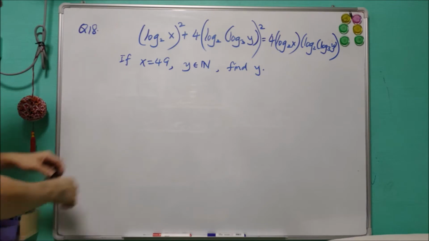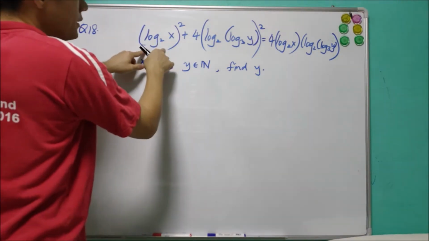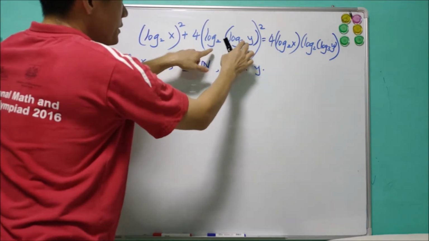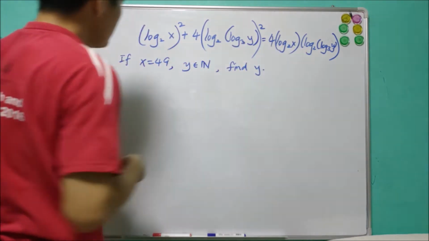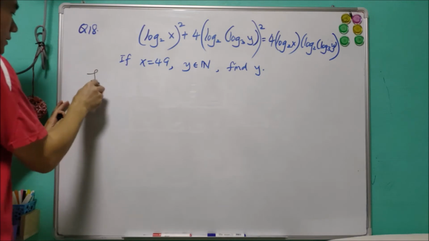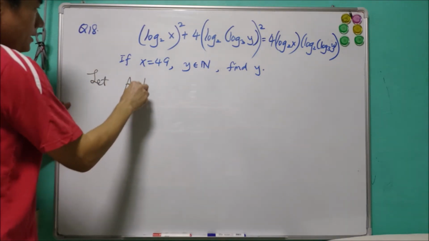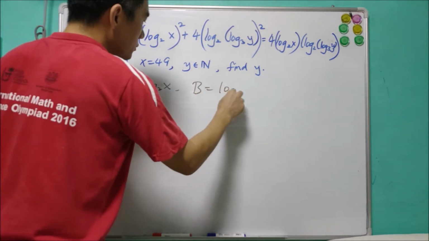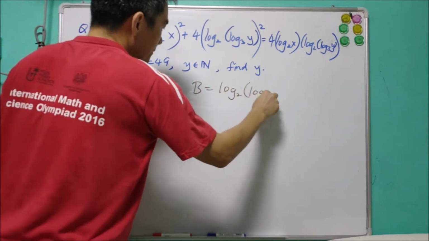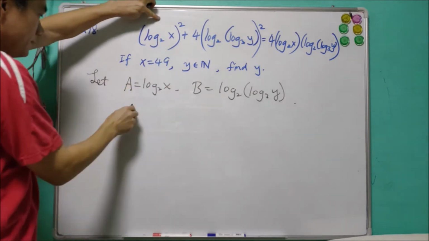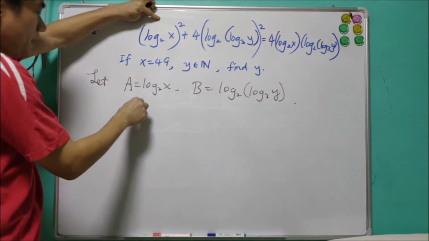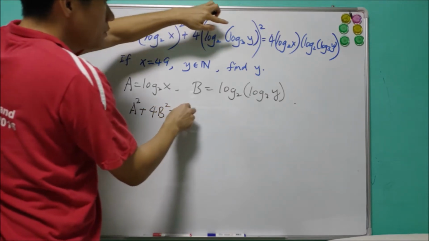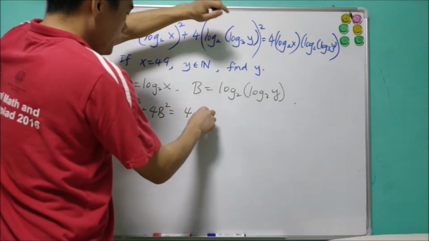First, we note that log₂x appears here and there, and log₂(log₃y) also appears here and there. Then there is a good reason for us to let a be log₂x and b be log₂(log₃y). So just write it here and see what will happen: a² + 4b² = 4ab.